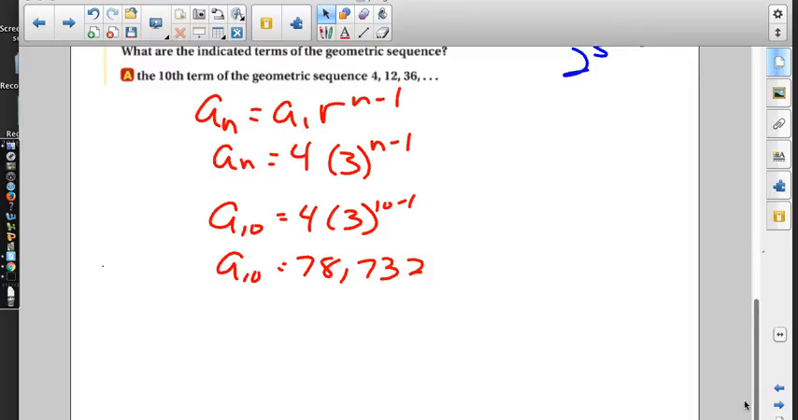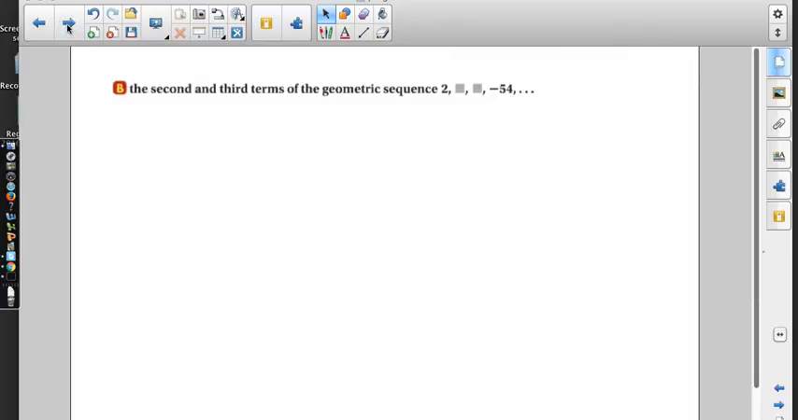So now I believe there's one for you. Oh, wait a minute. Not yet. We got to do some more stuff. Then there's one after. Find the second and third terms of this geometric sequence.